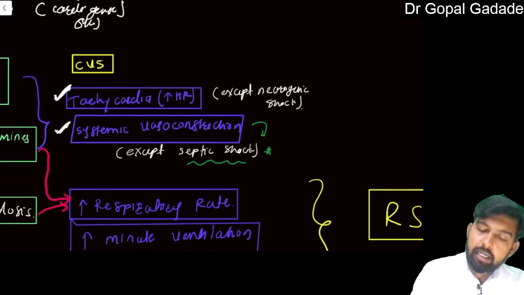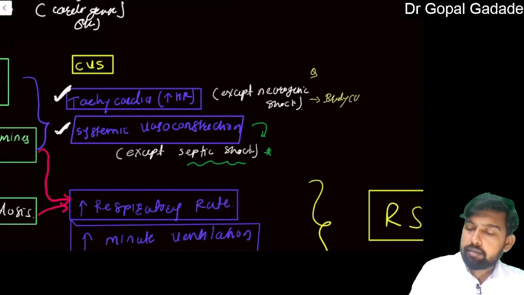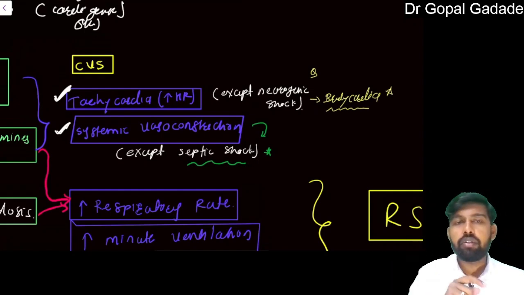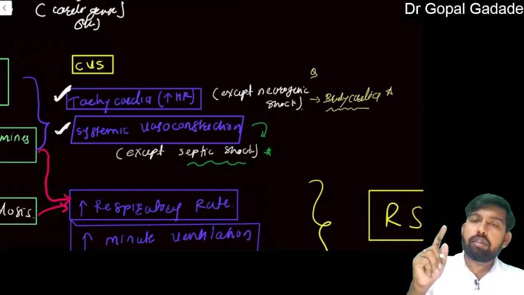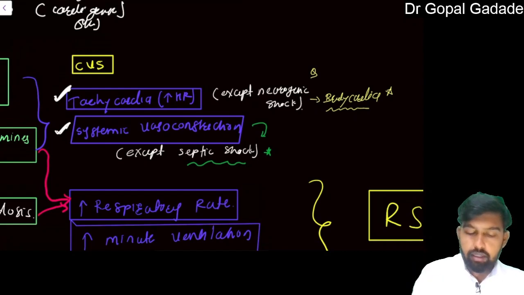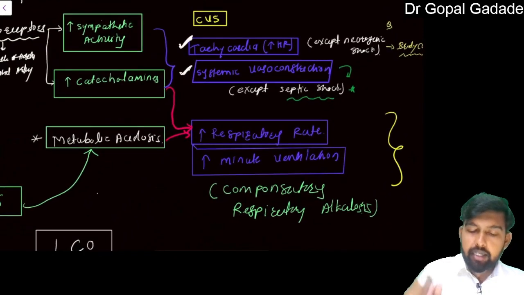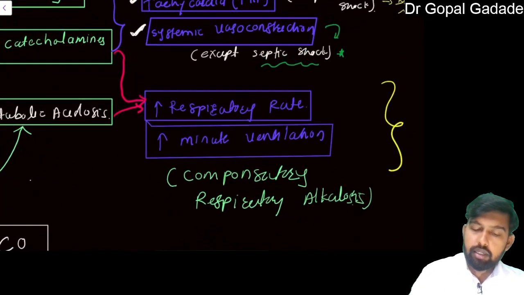The exception for the tachycardia is neurogenic shock. In neurogenic shock, there is a bradycardia. So the shock with bradycardia is a neurogenic shock. The shock with the systemic vasodilatation is a septic shock. So remember this.